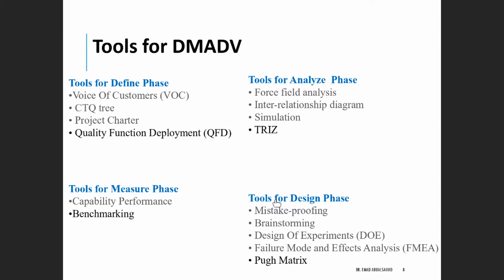Tools for design, we have plenty, and those are not the only ones. Again, we have mistake proofing and Poka-yoke, which, if you recall, we already covered. Brainstorming is definitely one of the common tools used in most problem solving. Design of experiment, factorial analysis in the design of experiment, regression analysis, correlation studies, all that can be done here. Failure mode and effect analysis, FMEA, is already covered in the quality control sessions. The PUGH matrix is the one that we will introduce here in the design phase.